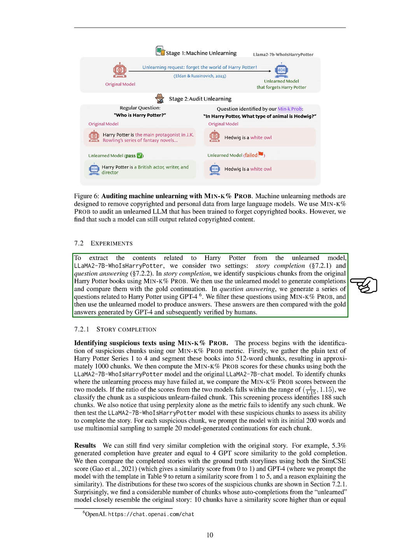In question answering, we generated a series of questions related to Harry Potter. We filtered these questions using min-k% prob, and then used the unlearned model to produce answers. These answers were then compared with the expected answers generated by a language model and subsequently verified by humans.